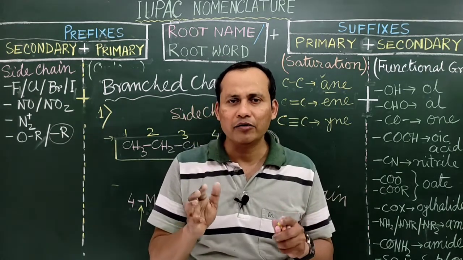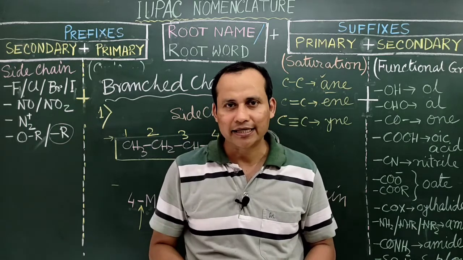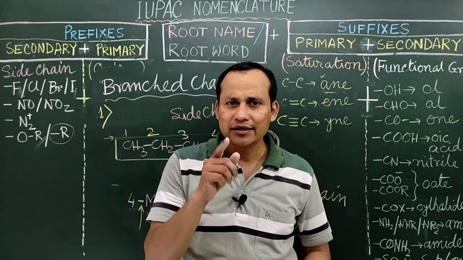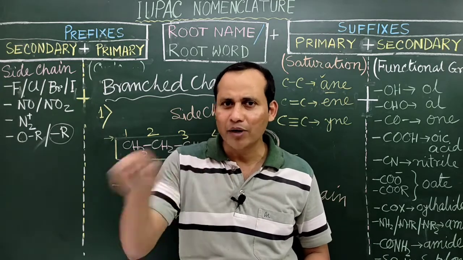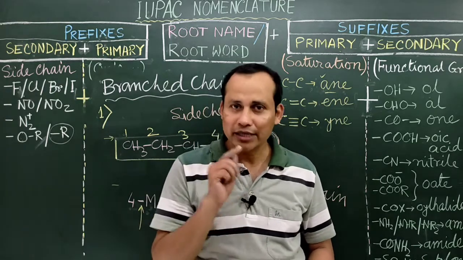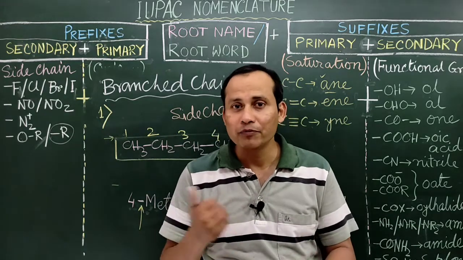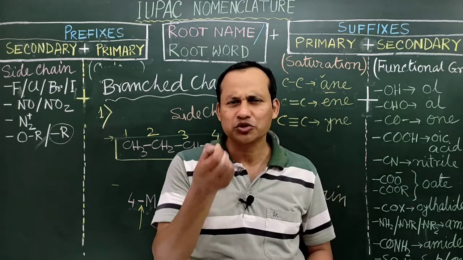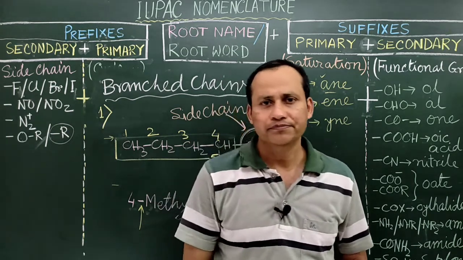Another type of possibility is there. If in any compound multiple side chains are there, in this one CH3 group is there, is it possible to have more than one CH3 group in a compound? Yes, there may be. So if this be the case, how to mention the name of this compound, and it will be clear if I just show one example to you.